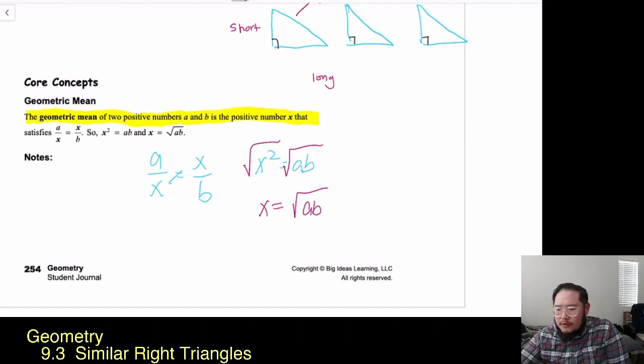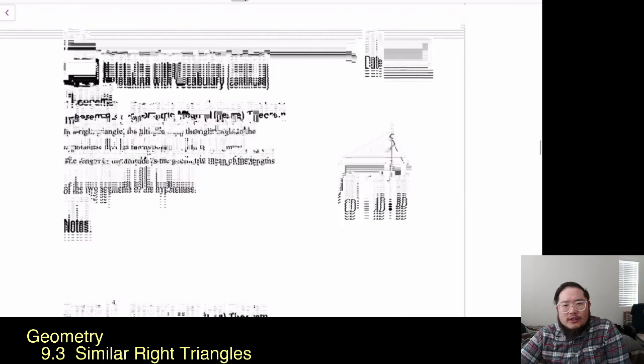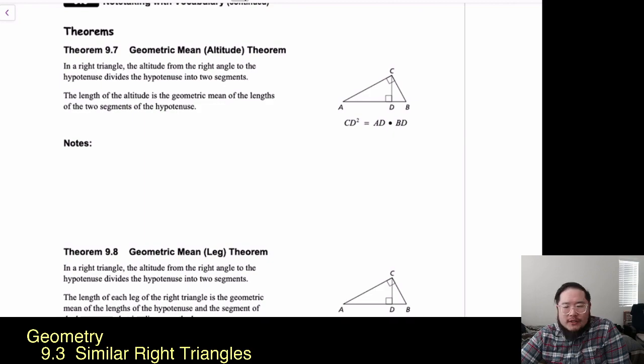All right, moving along. So sometimes, depending on the parts of the triangle that are given to you and the numbers that they give you for the sides, what they're saying here is this. In a right triangle, the altitude of the right angle to the hypotenuse divides the hypotenuse into two segments. So the length of the altitude, that is C to D. Okay, that's the length of the altitude of the triangle.